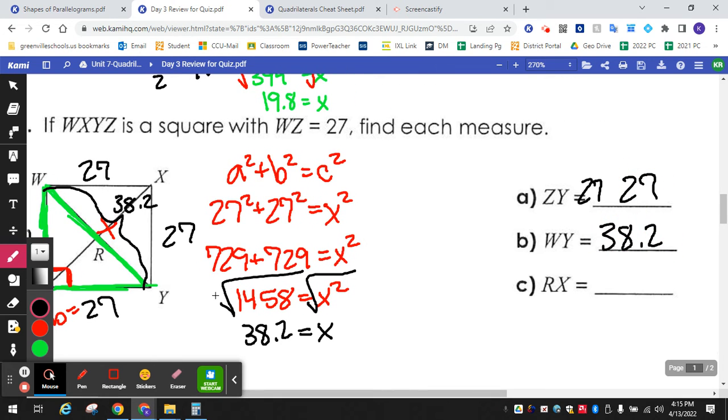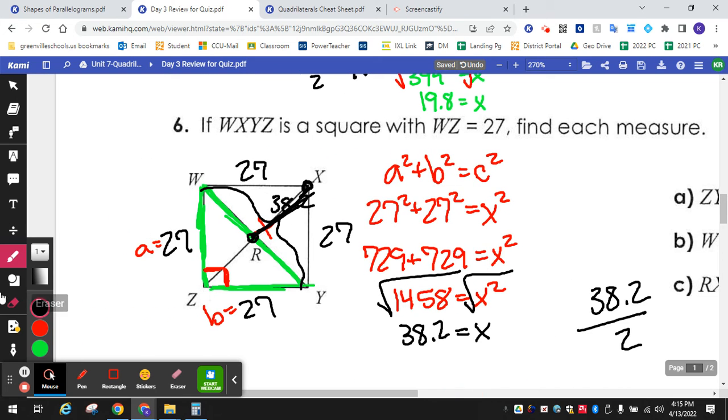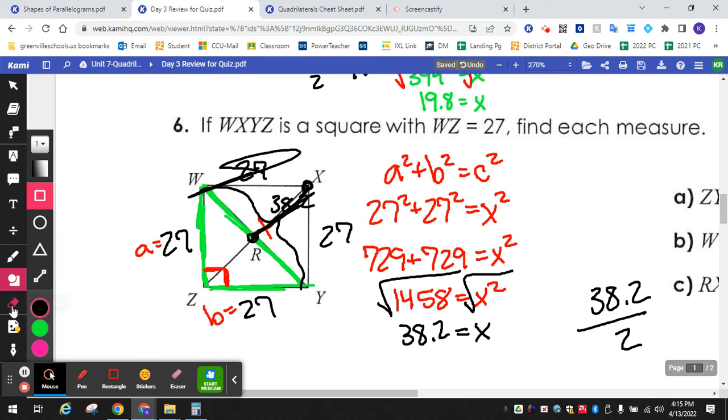This was 27. R to X, well, your diagonals are equal. And then this is half of your diagonal, R to X. So you're going to take 38.2 and take it in half. So 19.1. All right, those are all your sides. I'm going to erase it and just do the angles.